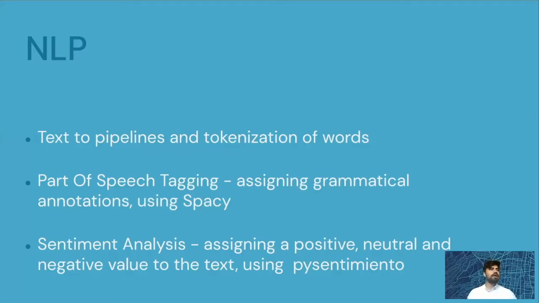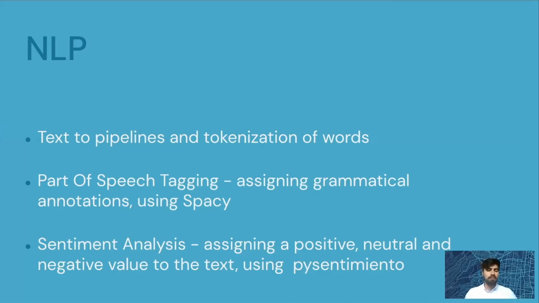In order to do that, we went to natural language processing. First of all, we got the text and transformed it into pipelines. From these pipelines, we tokenize the words. Once we did that, we can use already trained models such as NER news and BETO sentiment analysis in order to get more information out of it. The first thing that we did was the part of speech tagging, which is assigning grammatical annotations.